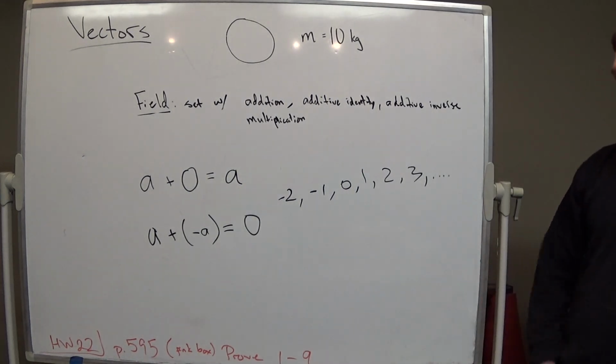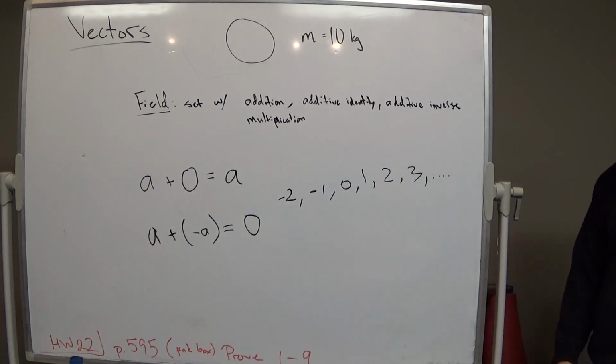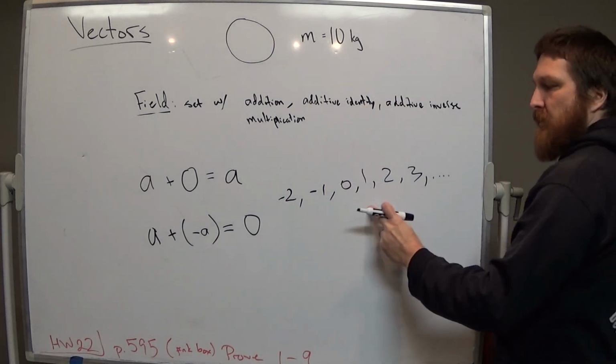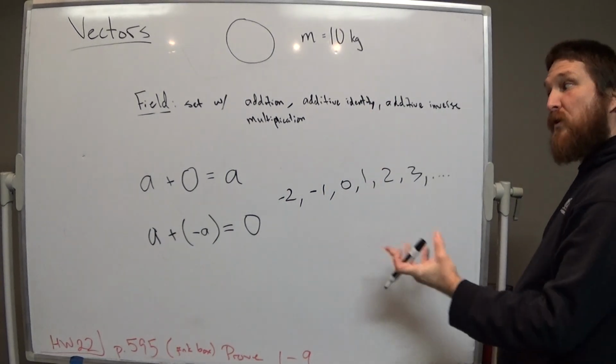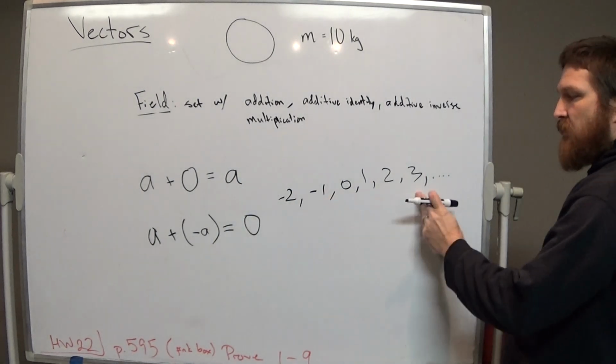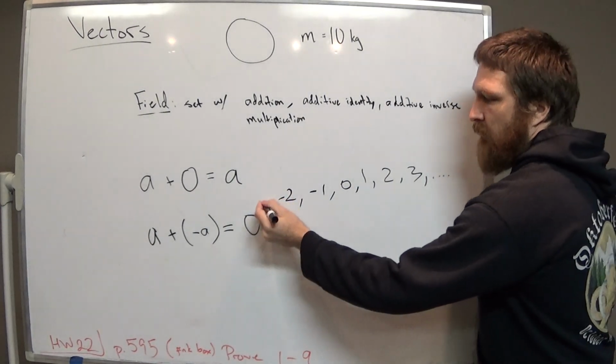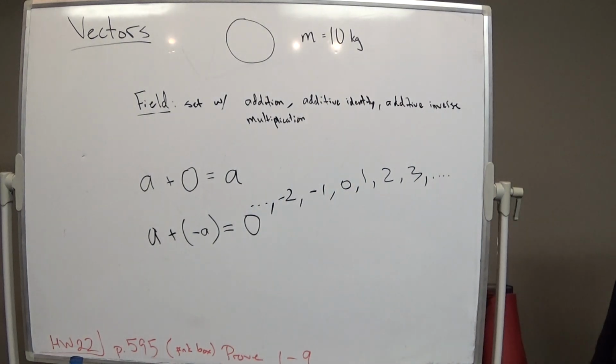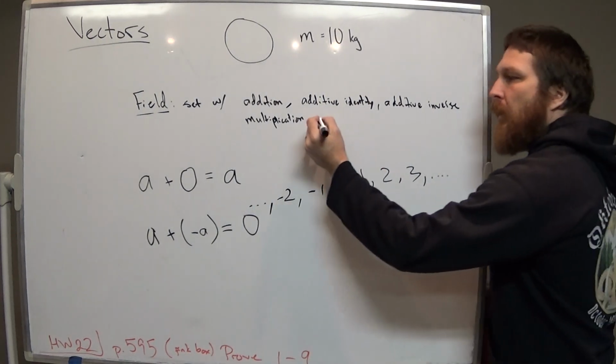But we want more than just that. We want to be able to multiply these together and have closure, which we do. Take 1 times 2, it gives you 2. We're good. Take -1 times 3, you get -3. That's also one of them. That's good.